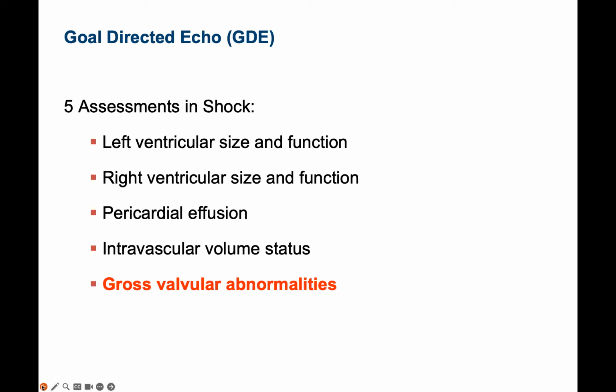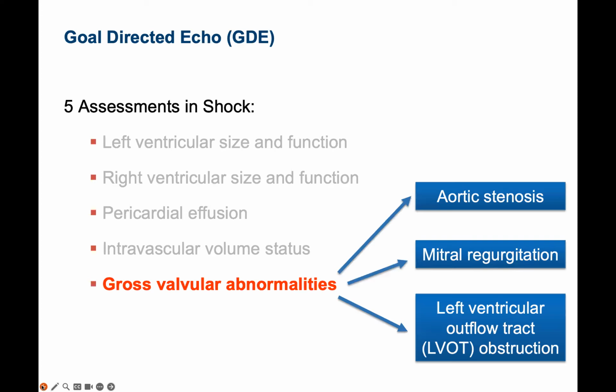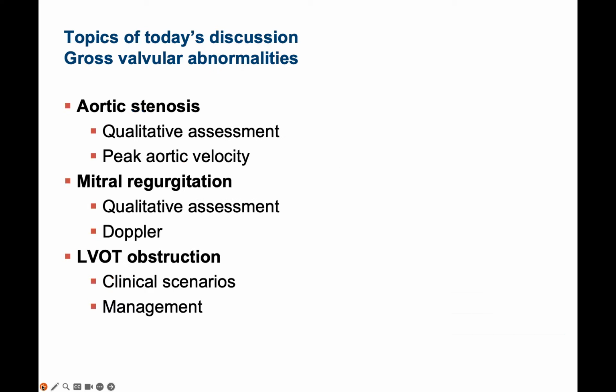So today we're going to talk about the gross valvular abnormality portion. And when I talk about gross valvular abnormalities, the 3 that I think fall into the area of POCUS are aortic stenosis. And this is, of course, looking for severe hemodynamically significant aortic stenosis. Mitral regurgitation, again, also looking for severe mitral regurgitation, and left ventricular outflow tract obstruction. So today we will talk about these 3. We will talk about aortic stenosis, mitral regurgitation, and LVOT obstruction.